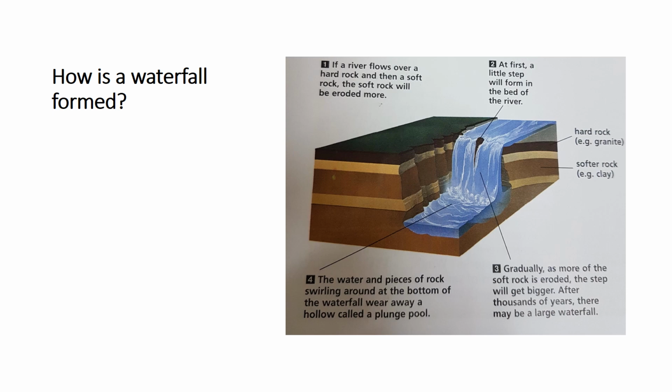Third, gradually as more of the soft rock is eroded, the step will get bigger. After thousands of years, there may be a large waterfall. Fourth step is, the water and pieces of rock swirling around at the bottom of the waterfall wear away a hollow called a plunge pool.